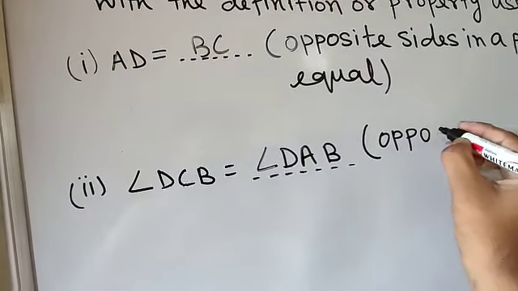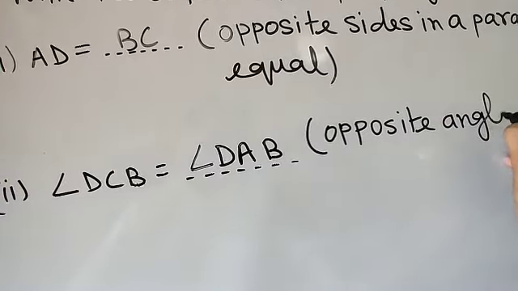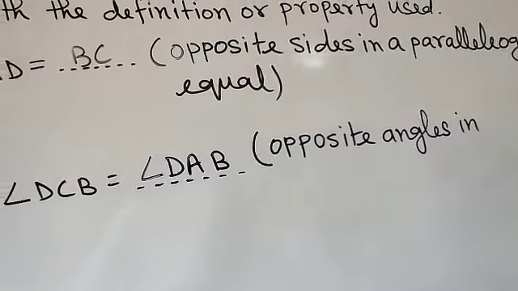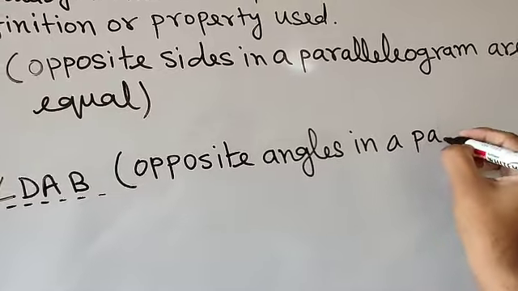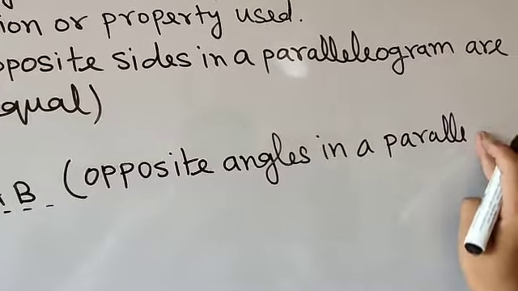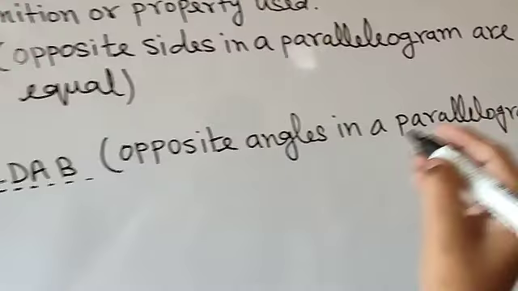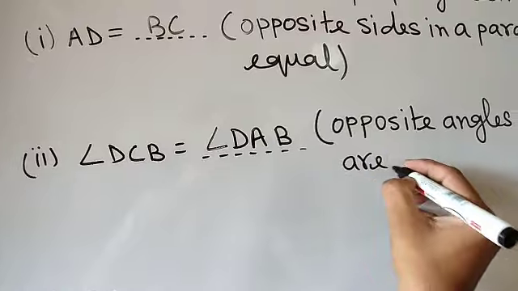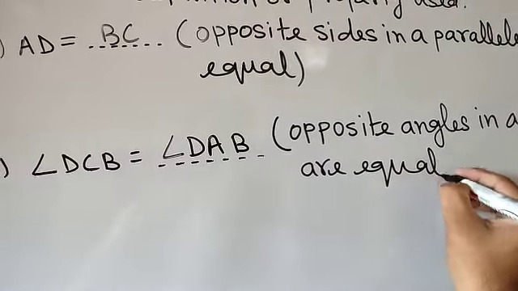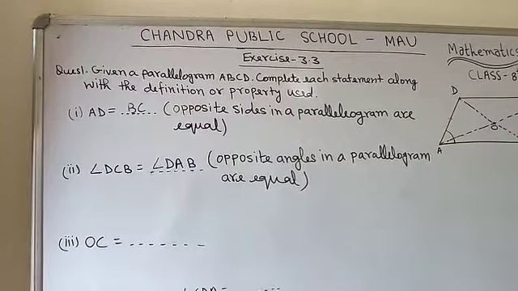Opposite angles in a parallelogram are equal. So it is the reason: opposite angles in a parallelogram are equal.